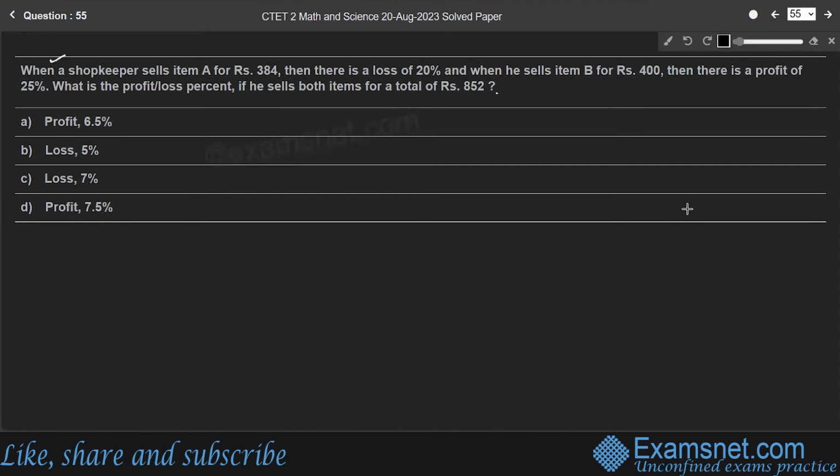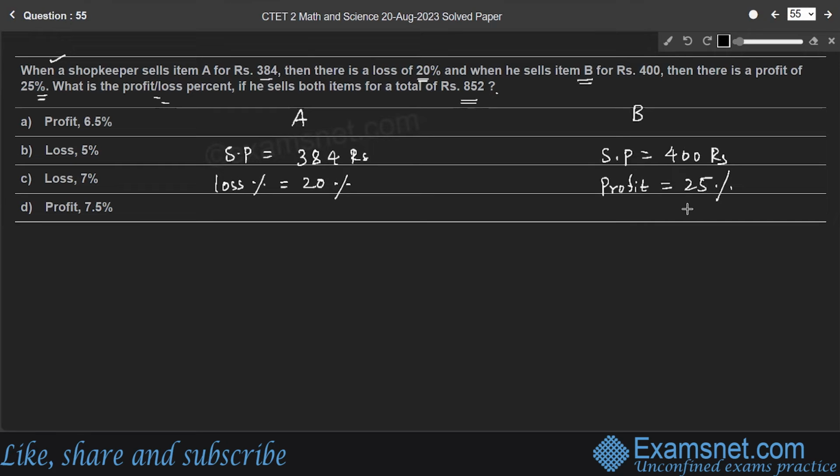Question 55. When a shopkeeper sells item A for 384 rupees, then there is a loss of 20%. When he sells item B for 400 rupees, then there is a profit of 25%. What is the profit or loss percent if he sells both items for a total of 852 rupees? So students, here we'll consider items A and B. Selling price of item A is 384 rupees and the loss percentage is 20%, whereas he sells item B for 400 rupees, and there is a profit of 25%. So if he sells both the items for a total of 852 rupees, what is the profit or loss percentage?